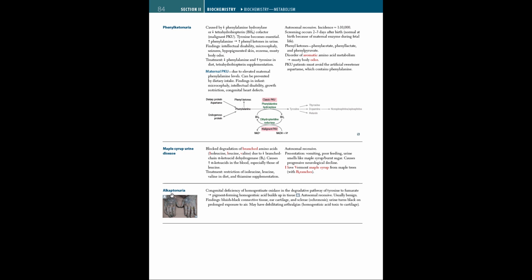Next, we have alkaptonuria, which is a congenital deficiency of homogentisate oxidase in the degradative pathway of tyrosine to fumarate, leading to pigment-forming homogentisic acid buildup in tissue, which you can see here in picture A. This is autosomal recessive and usually benign. The findings are bluish-black connective tissue, ear cartilage, and sclera. Urine turns black on prolonged exposure to air. May have debilitating arthralgias due to homogentisic acid being toxic to cartilage.